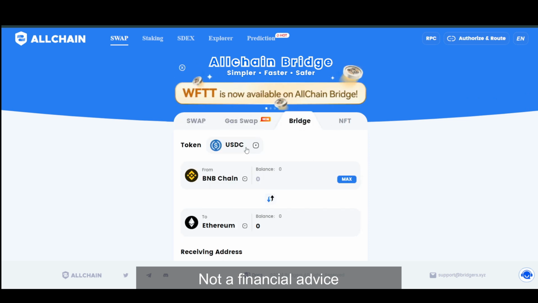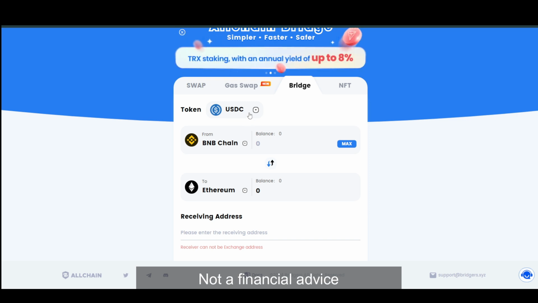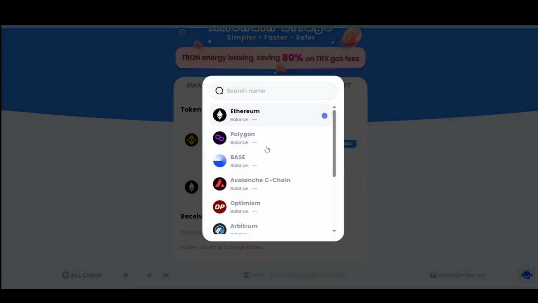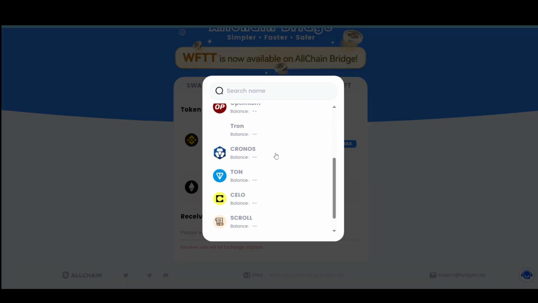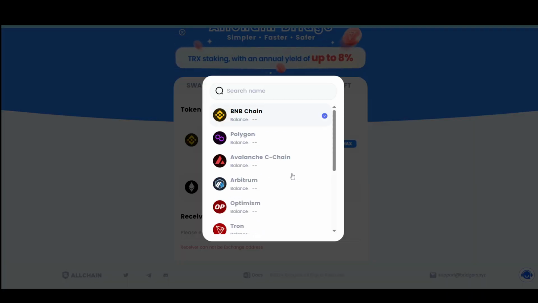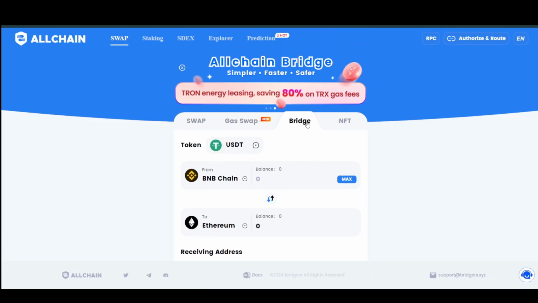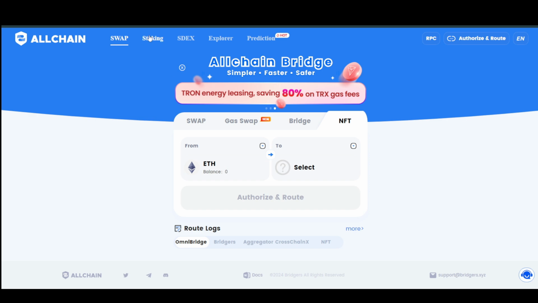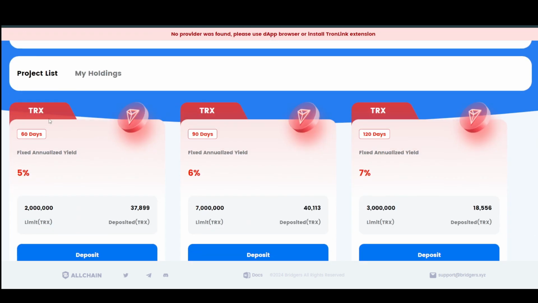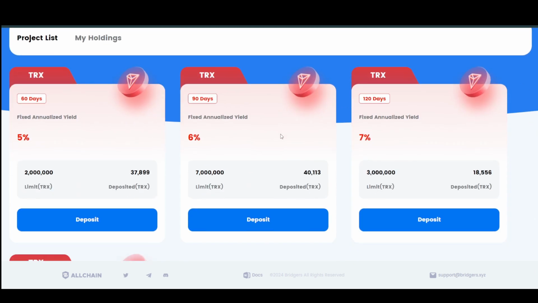So here on the bridge, you can actually swap USDC or even USDT to various chains, from Ethereum to different chains, as you can see here. So that's pretty interesting going on here as well. All of these are EVM chains, so I think because of that it doesn't support Solana. Anyways, after that they have the NFTs product, and you can also do staking here for TRX coin, which is Tron. You can actually get different flexible annualized yields as well.